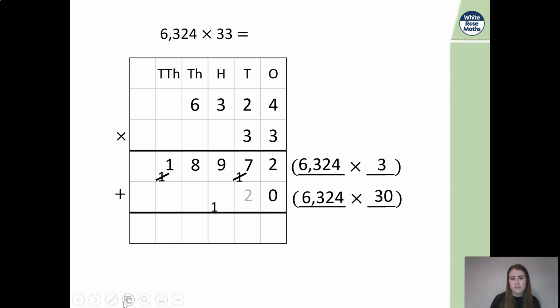So we had 3 multiplied by 4. We know that's going to give us 12. Carry across the 1. 2 multiplied by 3.